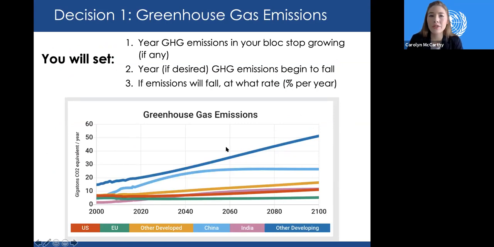So your first set of decisions are related to your greenhouse gas emissions. So you have three decisions here. The first decision that you must make is deciding the year that you would like your greenhouse gas emissions in your region to peak. So the year that you would like your emissions to stop growing, that's your first decision. The second year is the year that you must choose for your greenhouse gas emissions to begin to fall. So it must follow that first year that you choose. And your third decision related to emissions is the rate at which you would like your emissions to fall in subsequent years. And you'll represent that by a percentage.